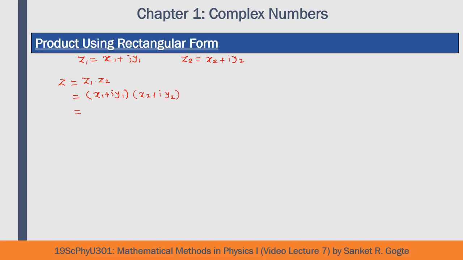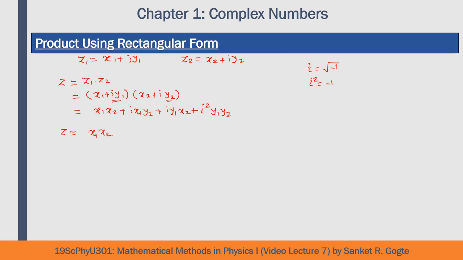Now what I do, I expand this bracket. So what I get is x1 into x2 plus ix1 y2 plus iy1 x2. And when I multiply these last two terms, I get plus i square into y1 into y2. Now we use the fact that i is equal to square root of minus 1, and therefore i square is equal to minus 1.